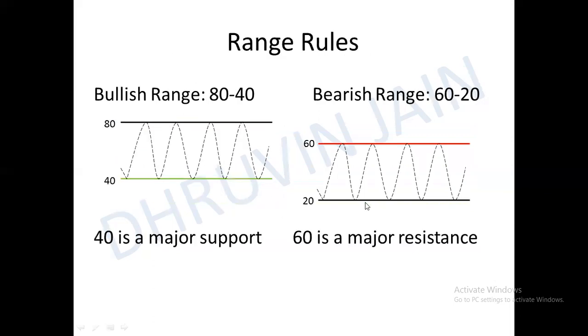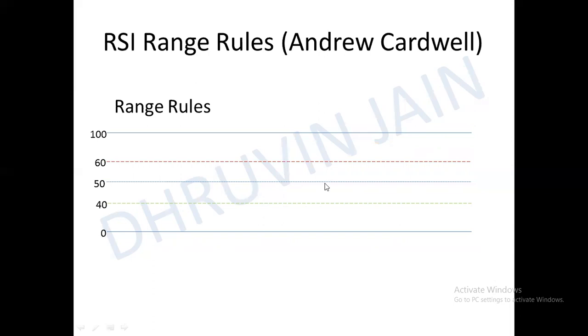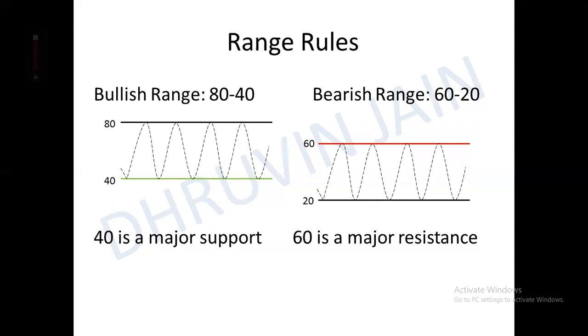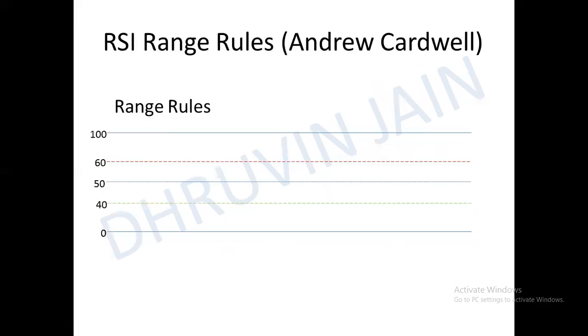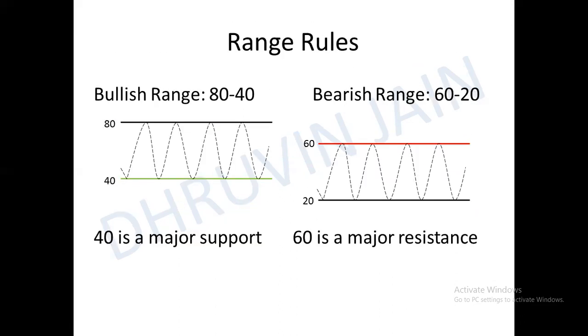Now you guys can see clearly that 40 in bullish range is acting as a great support, and 60 in bearish range is acting as a great resistance, where 50, our blue zone, is acting as a good equilibrium point. I hope you do make note of that. Just make sure you make notes of this, or you can even take screenshots of these slides so that you can refer to them in future too.